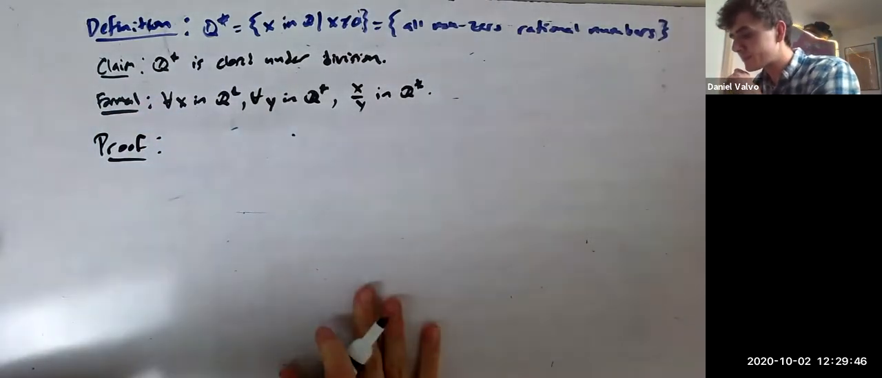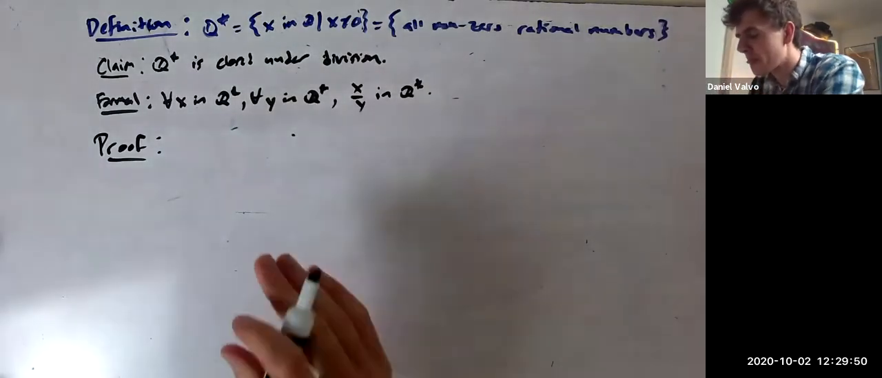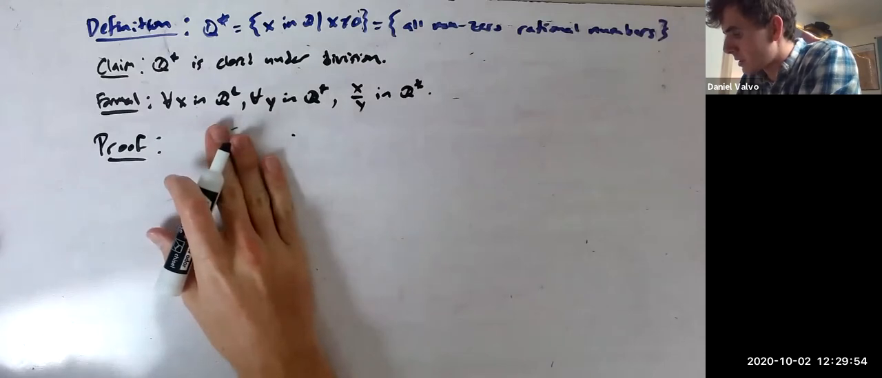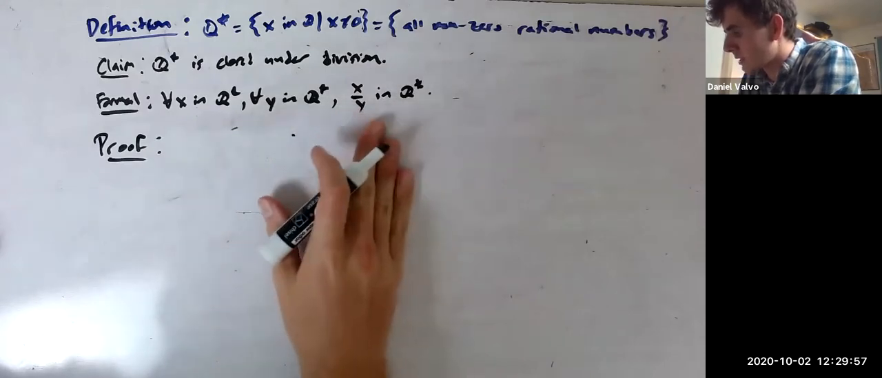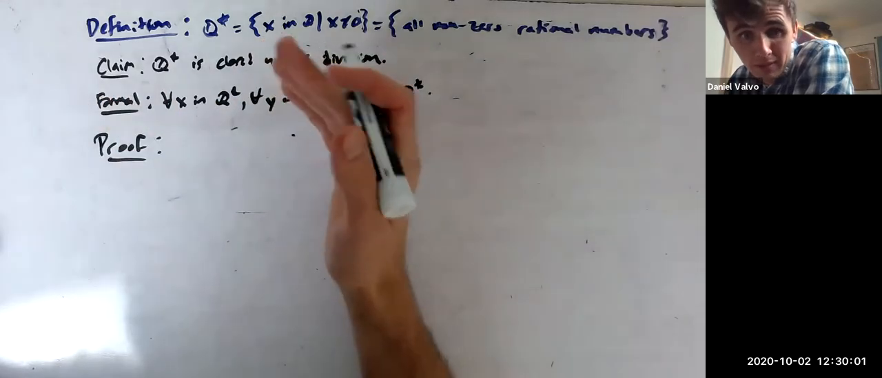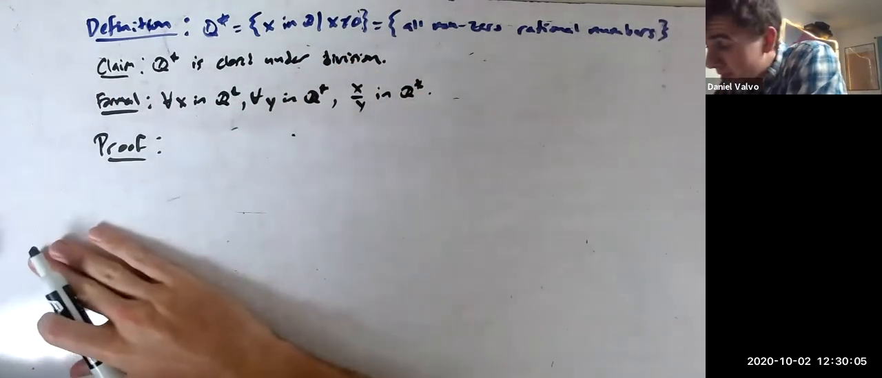Proof. There it is. So we're trying to prove that for all x in the non-zero rationals and for all y in the non-zero rationals, x over y is in the non-zero rationals. So we're trying to prove a universal statement about infinitely many things, right? Because there's infinitely many rational numbers, the fractions.